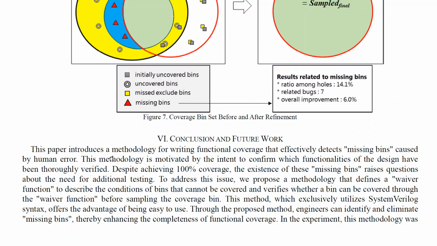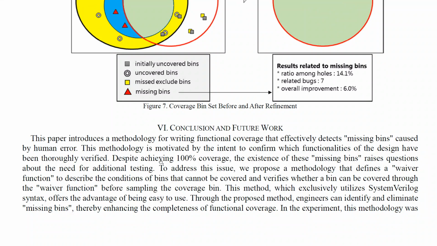This paper introduced a methodology for writing functional coverage that effectively detects missing bins caused by human error. This methodology is motivated by the intention to confirm which functionality of the design has been thoroughly verified. Despite achieving 100% coverage, the existence of these missing bins raises questions about the need for additional testing.